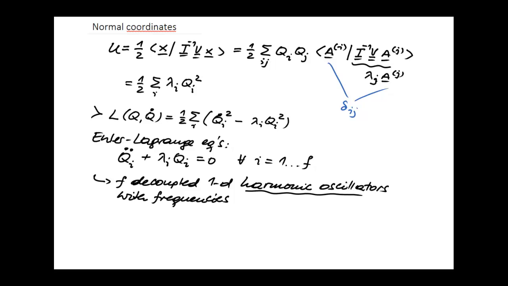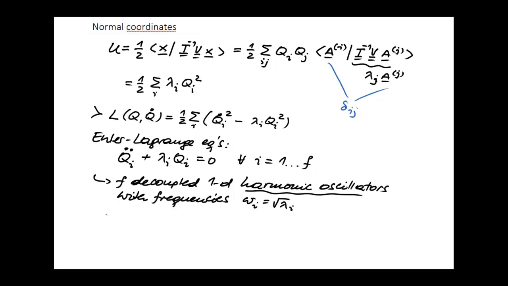So we identify the frequency with the square root of lambda i. And this is well defined because we said earlier the eigenvalues are all positive. So the square root has a real value. And so the frequencies are real, as you expect for a physical harmonic oscillator.